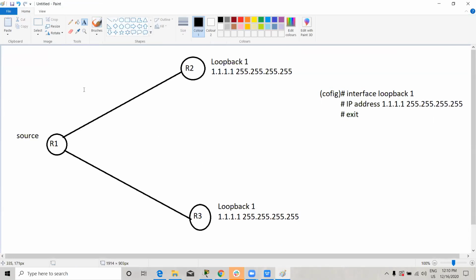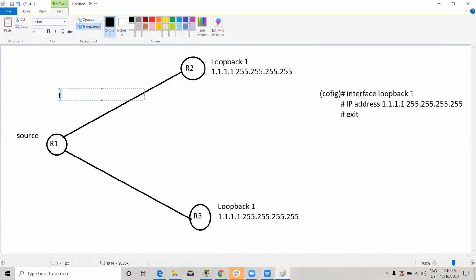So if the network of this path is 10.0.0.0 and the network of this path is 192.168.1.0, highest prefix length means the highest subnet mask will always be preferred. The subnet mask of this route is /24 because this is a class C network.